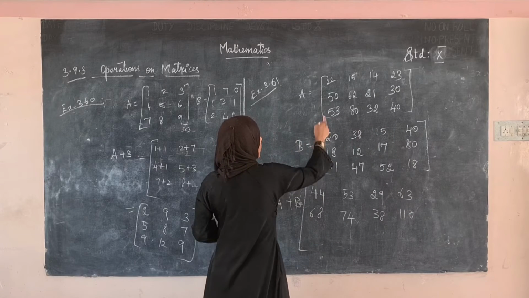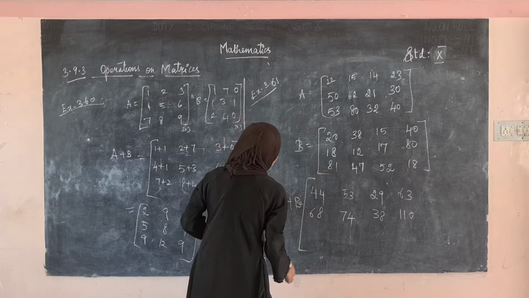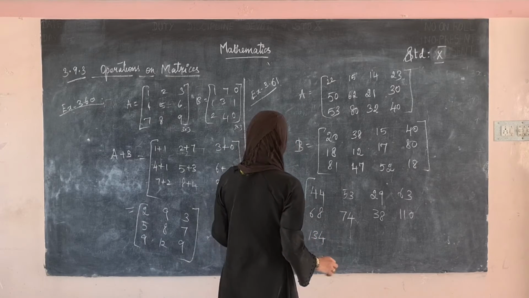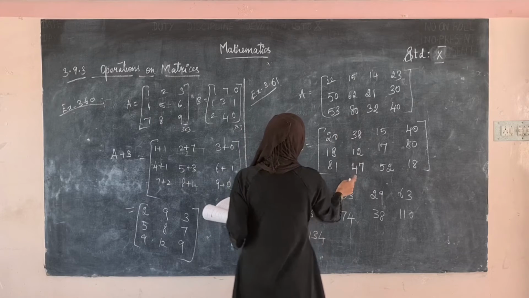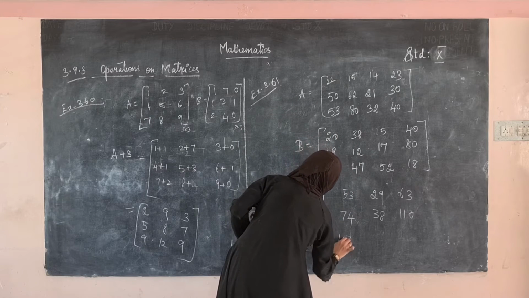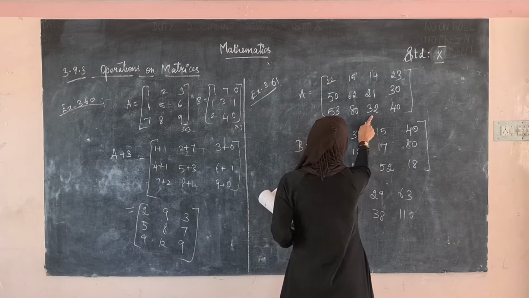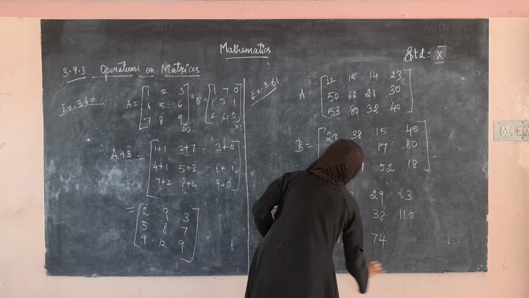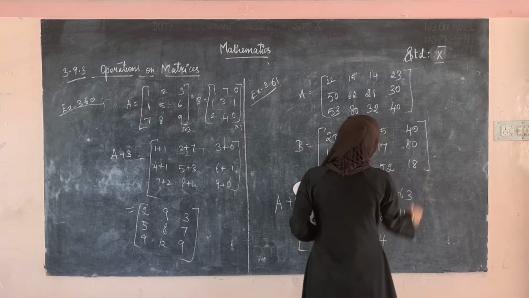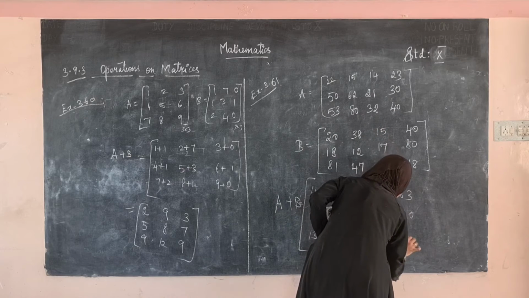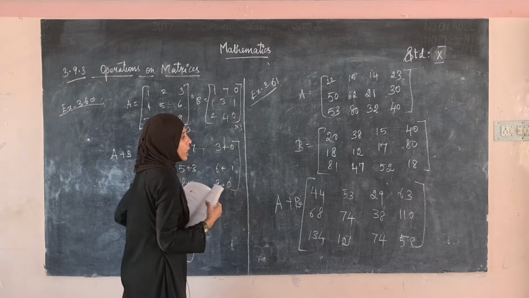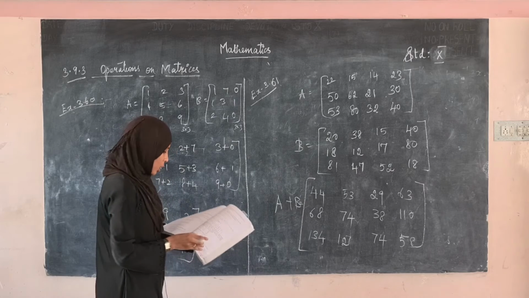Again the third row. 53 plus 81 is 134. Okay. 80 plus 47 is 127. Next one. 32 plus 52 is 74. 40 plus 18 is 58. Right. This is the total marks of both examinations.